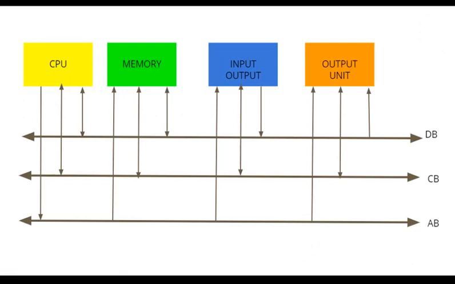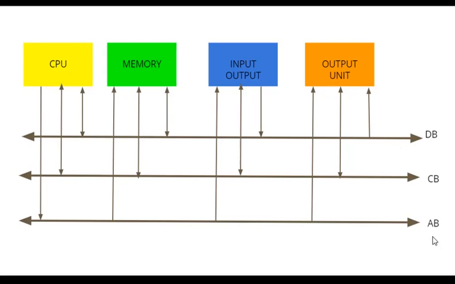So students, you can see the three buses, which are your address bus, your control bus and your data bus. Now we will start from the address bus. These are your units: your CPU, that is your microprocessor, your memory unit, input unit and output unit. So this is basically your input unit and this is your output unit, which is displayed over here as two different units for simplification.